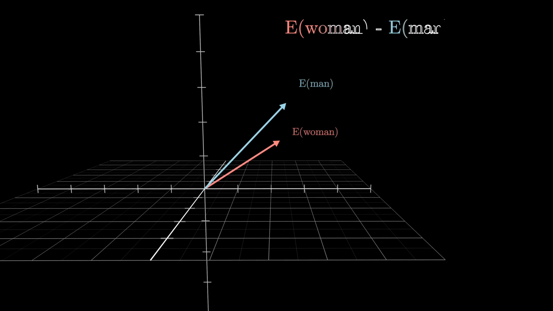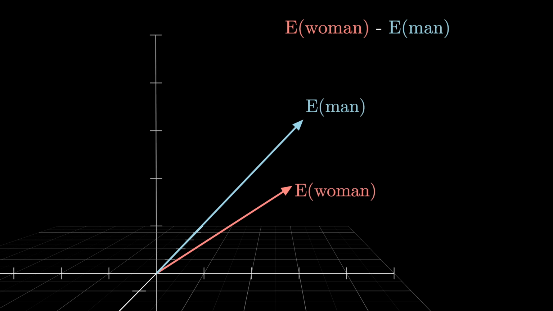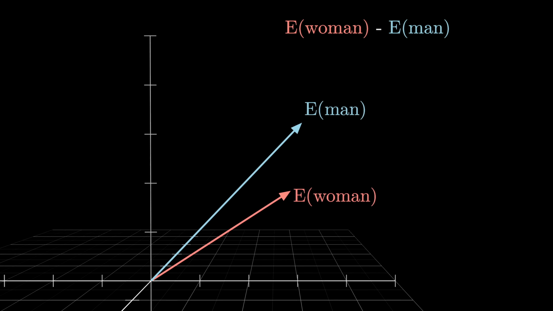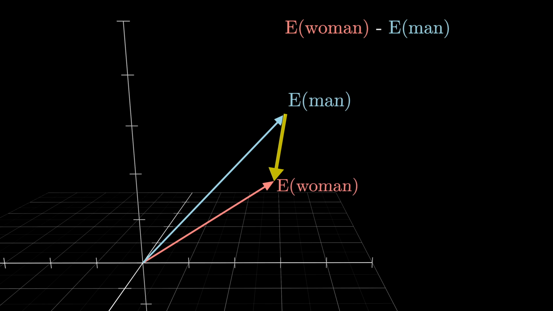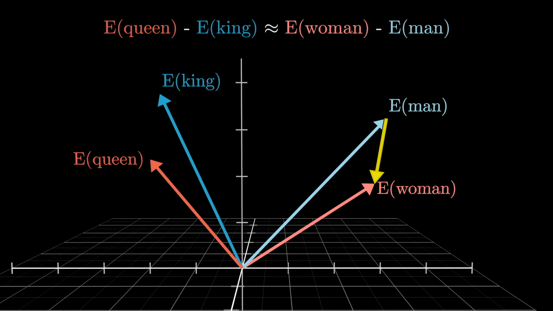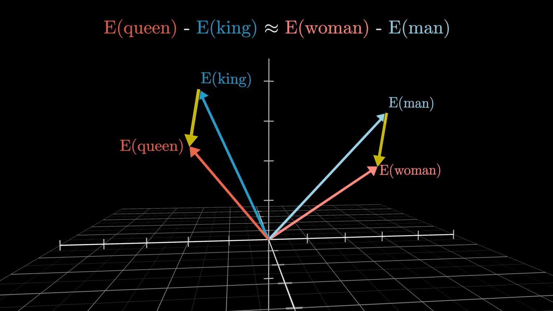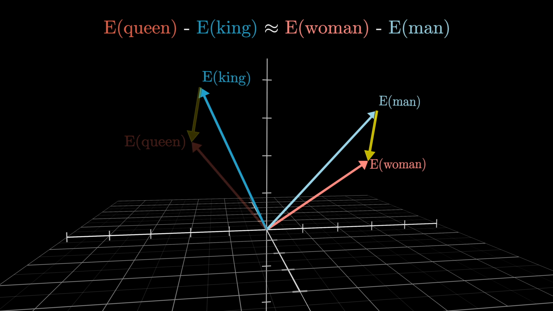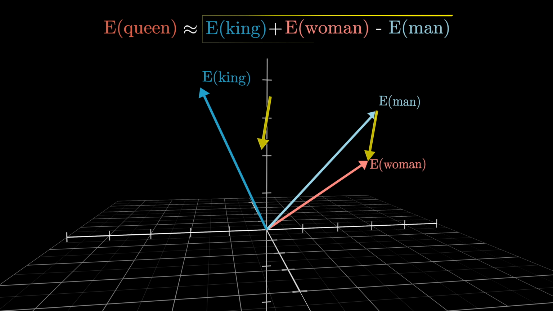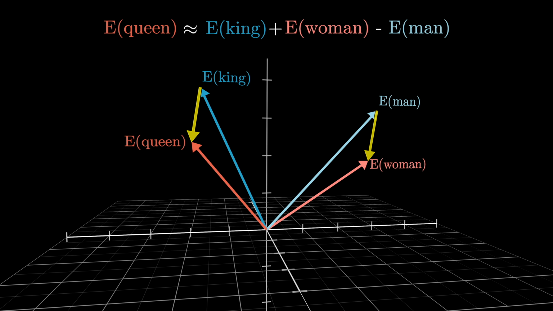A very classic example of this is how if you take the difference between the vectors for woman and man, something you would visualize as a little vector in the space connecting the tip of one to the tip of the other, it's very similar to the difference between king and queen. So let's say you didn't know the word for a female monarch, you could find it by taking king, adding this woman minus man direction, and searching for the embeddings closest to that point.